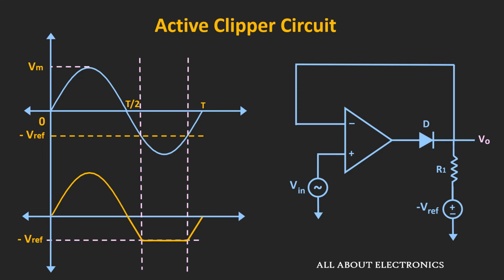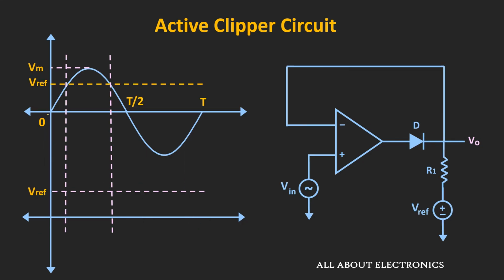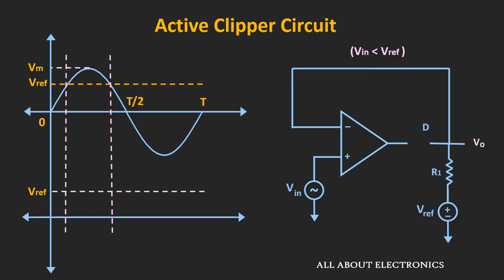Now in the same circuit, let's see the output waveform when we reverse the polarity of the reference voltage. Now in this case, whenever the input signal starts, at that time the input voltage will be less than the reference voltage. So at that time voltage V plus will be less than V minus, and during this condition the output of the op-amp will go towards the negative saturation because the voltage at the inverting terminal is greater than the non-inverting terminal. So due to that, now the op-amp will act as an open circuit, and during that time the output of this circuit will be equal to V reference.